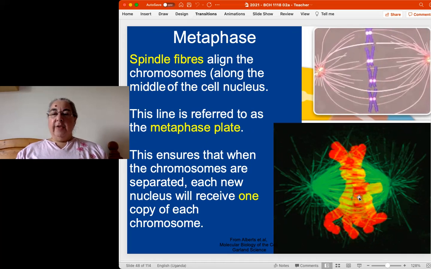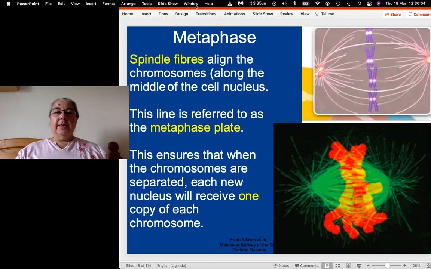So here is our diagram, and here is our actual electron micrograph. Here you can see the spindle poles, the microtubules of the spindle, and you can see that the chromosomes are lined up in a flat line in the middle. This structure is sometimes called the metaphase plate, meaning just a flat object.